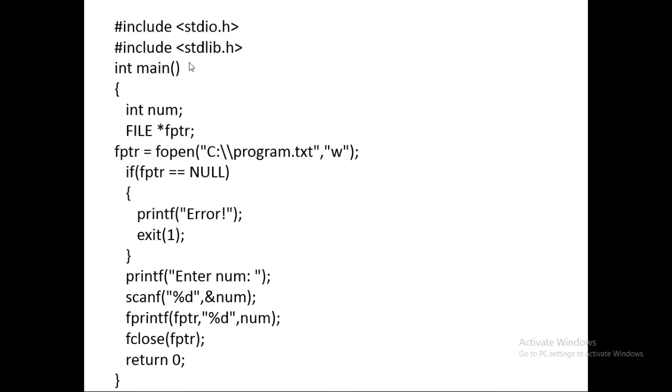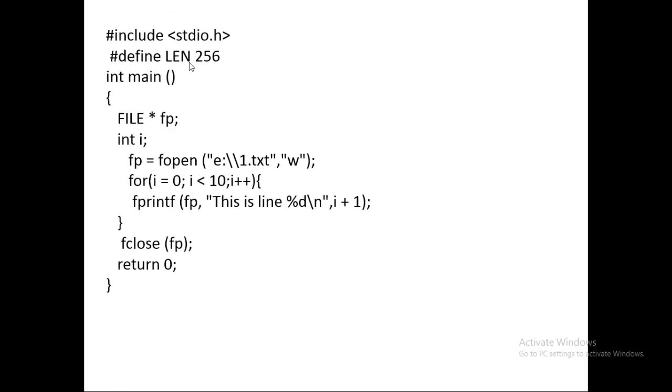In this, the first example shows that we are giving a number. That number will be stored in the text file. This is the objective of the program. And here we are going to print lines 1, 2, 3 up to 9, the number of lines will be stored in a text file. So these are the two basic programs I have given here.